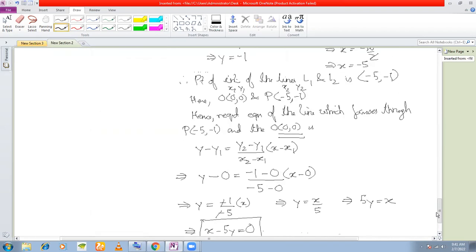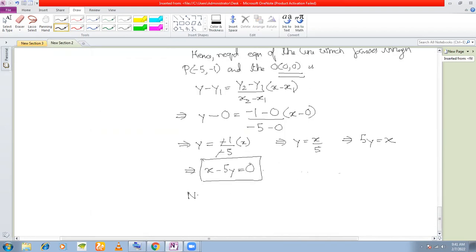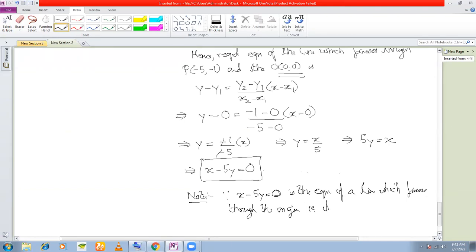What you also note here is that x minus 5y is equal to 0 is the equation of a line which passes through the origin. That is, it has only x and y. It has only x component and y component.